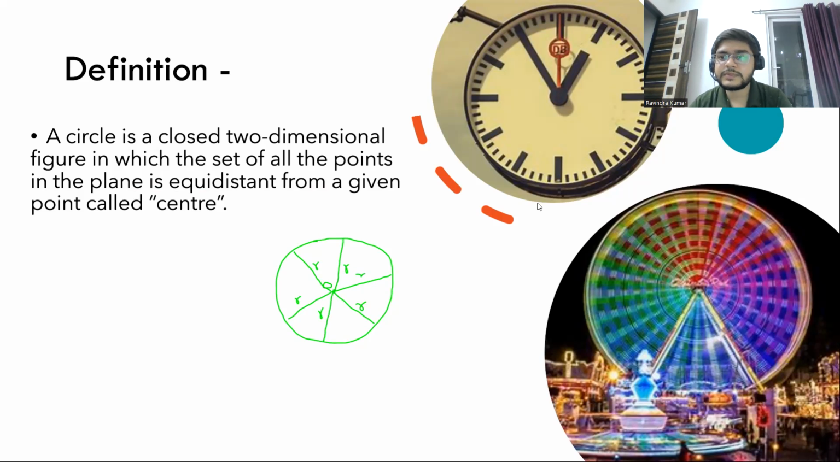You can also see in the picture it is a clock. Let's assume this is the center O, and when you measure the distance to the boundary, it is constant in all directions. In the same way, you can check it in this wheel also. From the center to its boundary, it is constant in all directions, so it is also a circle. This is the basic definition. Let's move to the next one.